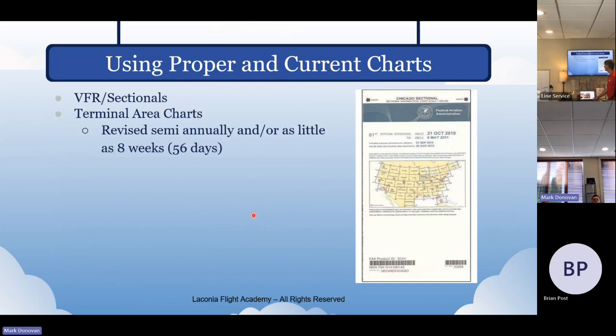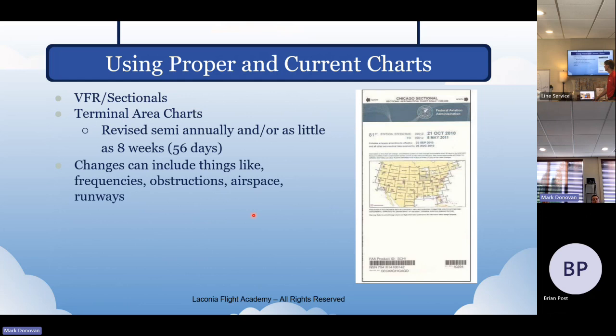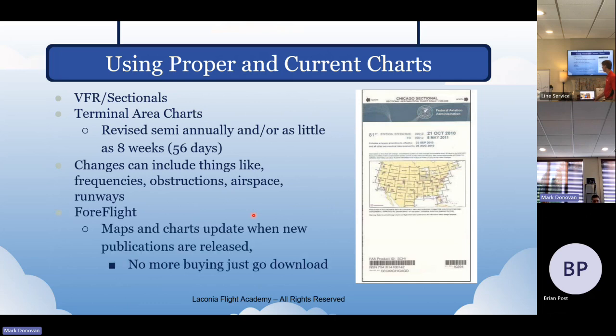Yeah, as I said here, VFR and terminal charts are updated every 56 days. What can change? Constantly things are changing: new obstructions, new cell phone towers, new runways that have been installed, frequency changes, just almost anything you can imagine can be happening, and it happens quite regularly on these maps. So that's why I have to update them so often.